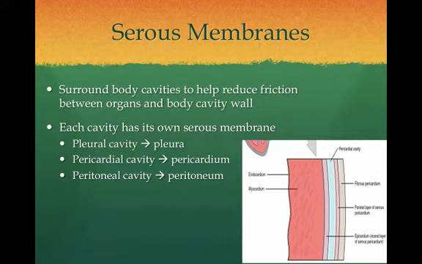Each pleural cavity has a serous membrane called the pleura. The pericardial cavity has a serous membrane called the pericardium, and the peritoneal cavity has a serous membrane called the peritoneum. The serous membranes consist of two layers, a parietal layer that lines the cavities and a visceral layer that covers the organ. In between the two layers is a space that is filled with serous fluid. This serous fluid is a lubricant that allows the organs to expand and contract without catching on surrounding structures.